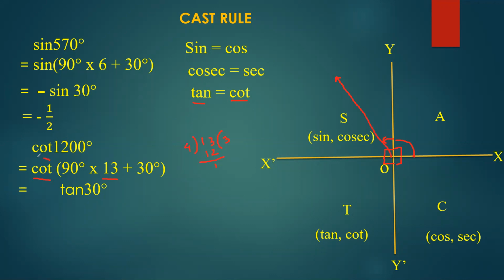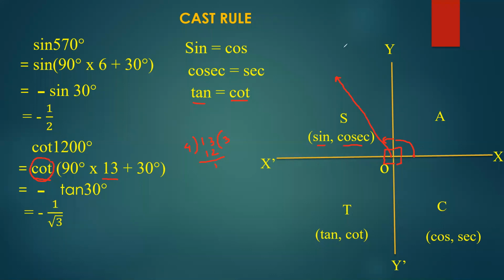Now we know that it is cot, it moves into the second quadrant, and this second quadrant is the place of sine and cosec, which means that this cot, when it moves into the second quadrant, will become negative. Look at here, it's a negative. Okay, here minus tan 30 degrees. And what is the value of minus tan 30 degrees? That is equal to minus 1 by root 3. I hope it's clear to you.